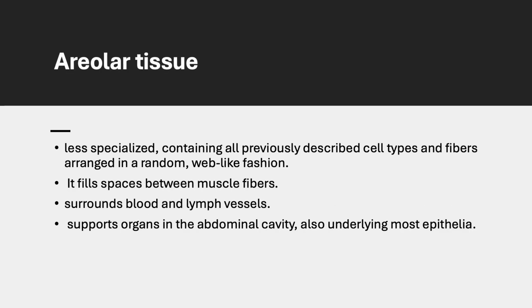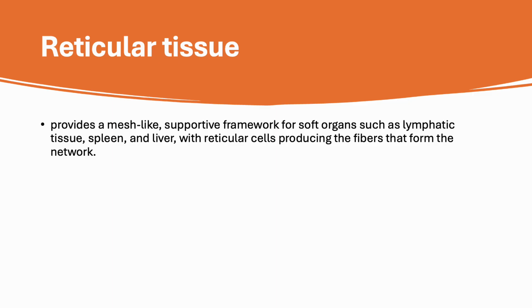Areolar, we said, is less specialized, connecting all previously described cell types and fibers arranged in a random web-like fashion, and it fills spaces between muscle fibers and surrounds blood and lymph vessels. It supports organs in the abdominal cavity and also underlies most epithelia. The last type of loose connective tissue is reticular tissue, which is a mesh-like supportive framework for soft organs such as lymphatic tissue, spleen, and liver.